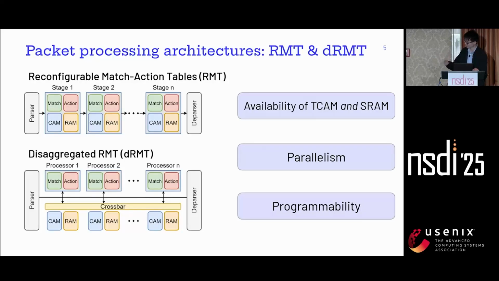These kinds of chips are typically characterized by 3 primary traits. They come with ample amounts of both TCAM and SRAM. They have high degrees of parallelism, both within a processing unit and between identical pipelines. And they have a high degree of programmability, often with a language like P4.